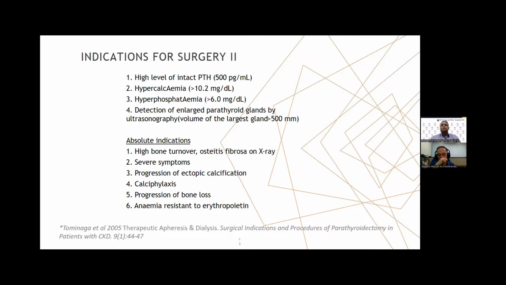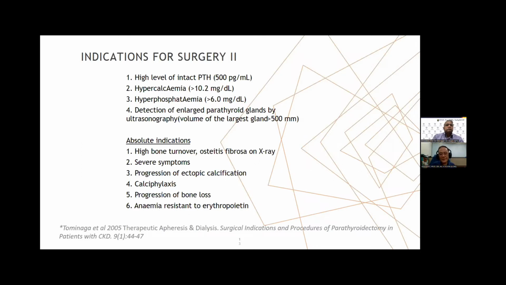So from the East, we have Tominaga from Japan, who published the paper in 2005, and these are his modified indicators. So he takes a slightly lower level intact PTH of 500 when patient has hypercalcemia, hyperphosphatemia, and the Japanese actually go in and measure the volume of the parathyroid glands. So they say if the volume is more than 500 millimeters, that is an indication for surgery. And he also suggested a list of absolute indications like calciphylaxis, bone loss, anemia resistant to erythropoietin, and progression of ectopic calcifications, and so on.